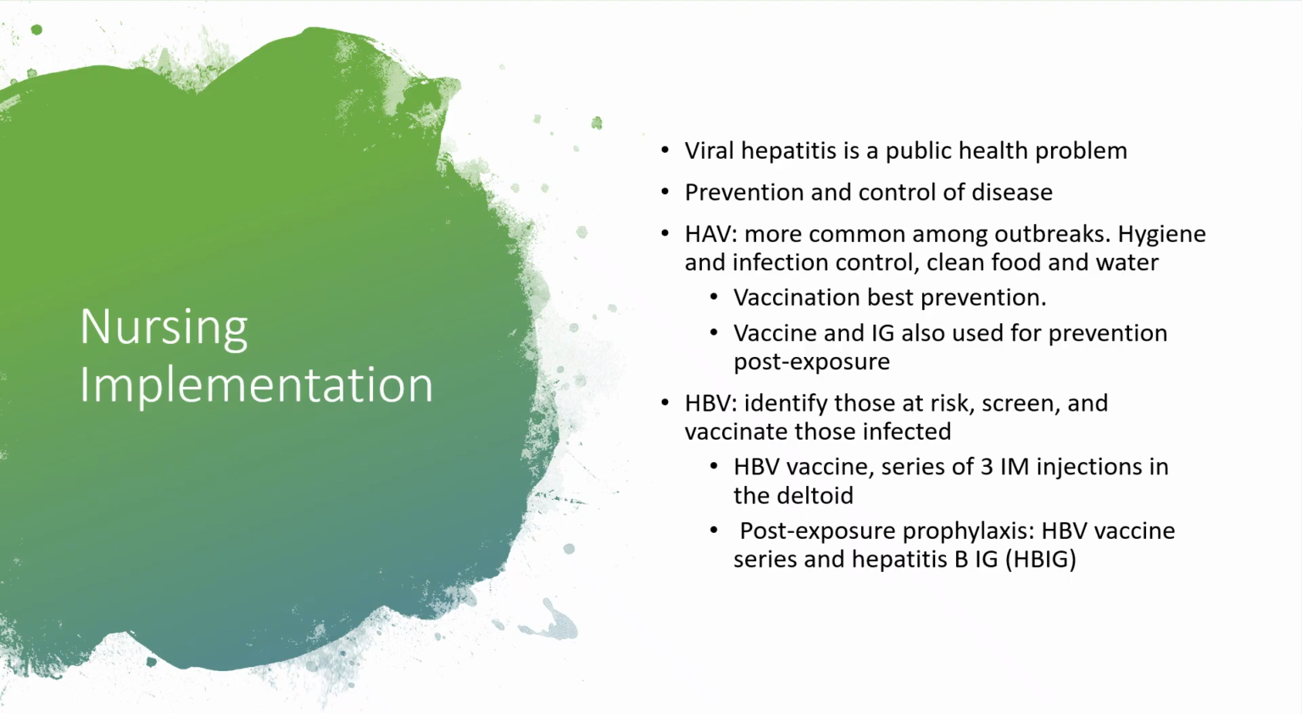Hep B, identify those at risk, screen and vaccinate those not infected. For many of you, you've gone through that series of 3 IM injections in the deltoid. I know for my children, that was a part of the regular infant immunizations that occurred. But you all did it coming into nursing school as well, that you had to get the series of 3 if you did not have the antibodies for it. Post exposure prophylaxis, we can give the Hep B vaccine series and a Hep B IG.